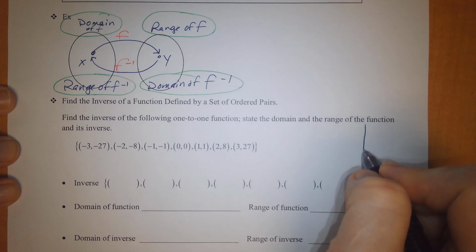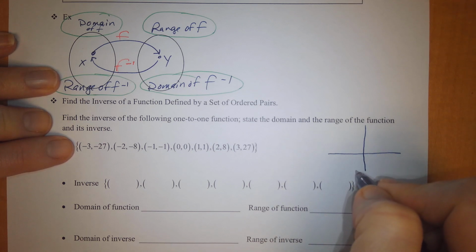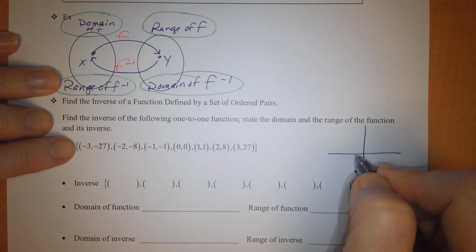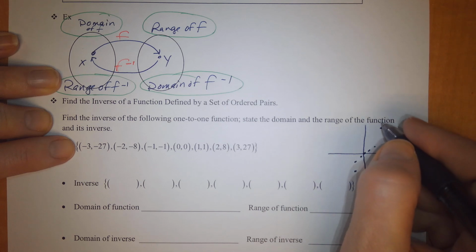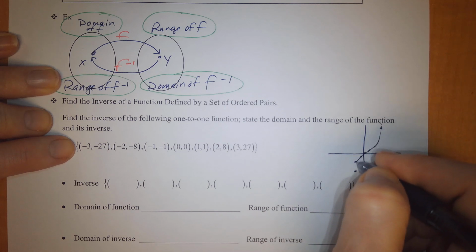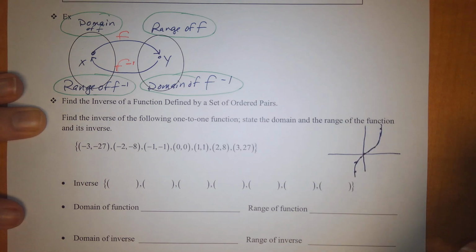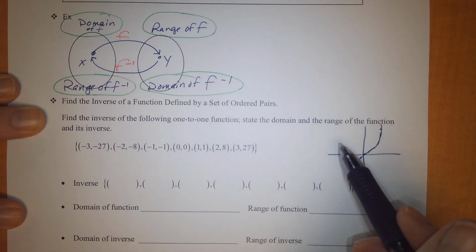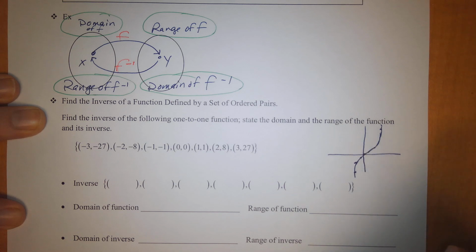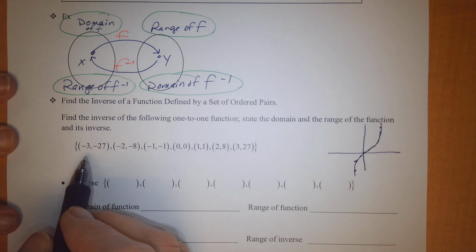If I wanted to look at the graph, we can look at a very basic graph. -3, -27, just giving a sketch. -2, -8, -1, -1, and so on. This is the graph of x cubed. Okay? You can see that this is a function, for it passes the vertical line test. You could also see this is 1 to 1 because it passes the horizontal line test. But the question was saying, find the inverse.